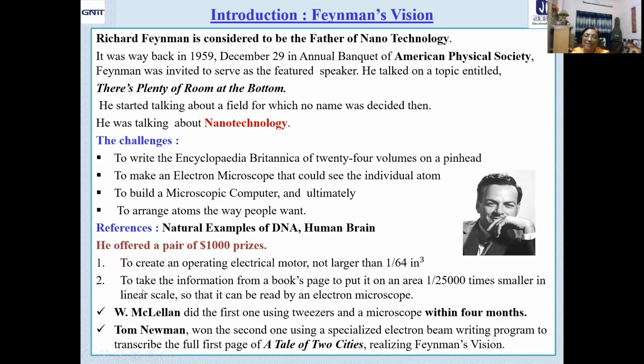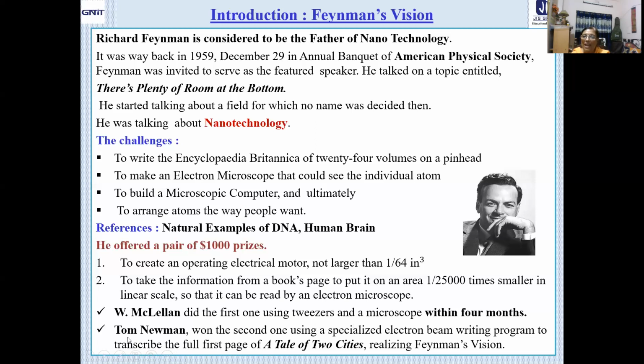And what about the second one? To take the information from a book's page and put it on an area 1/25,000 times smaller in linear scale so that it can be read by an electron microscope. To his dismay, he found that within 4 months of his speech, William McLellan did the first one using tweezers and a microscope and won the first prize.